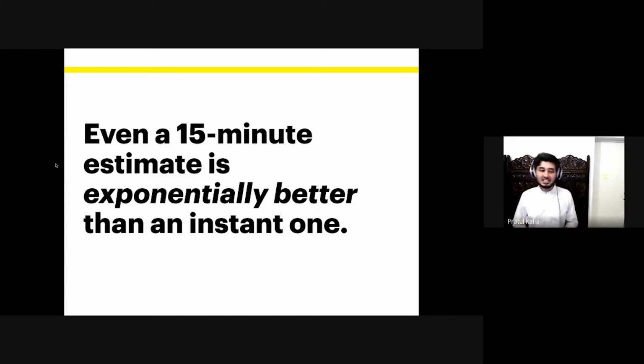And the reason I am doing this is because even a 15-minute estimate is exponentially better than an instant one. Okay. And why is that? To give you an example, I have now been doing this talk for about 16 minutes or so, by my clock, right? And I've covered a lot of different ground and I've mentioned a bunch of different things. So even if you had taken this much amount of time to come up with an estimate, instead of saying the first number that comes to your head, that is going to be exponentially better in every situation. So take those 15 minutes and come up with a better estimate. Now, what do you do in those 15 minutes? I'll come to that.